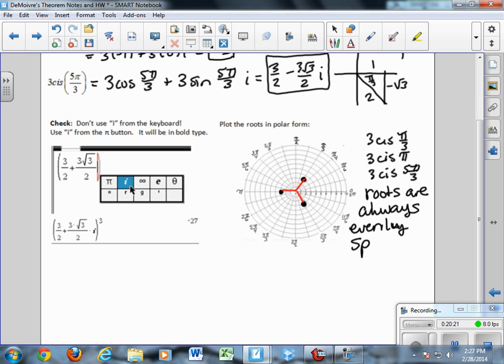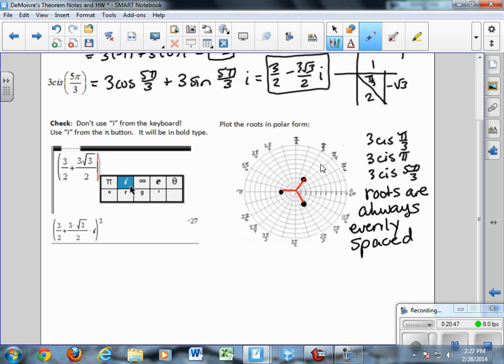So if I know where the first root is, if I correctly find the first root and I know there's 3 of them, I know where the other 2 are in polar form. It's pretty easy. So you can figure out what angles you need for the other 2. So that's another shortcut. They're always going to be evenly spaced. So if I had 4 roots, they'd all be exactly pi over 2 apart. Or if I have 6 roots, they'd all be exactly pi over 3 apart, etc.